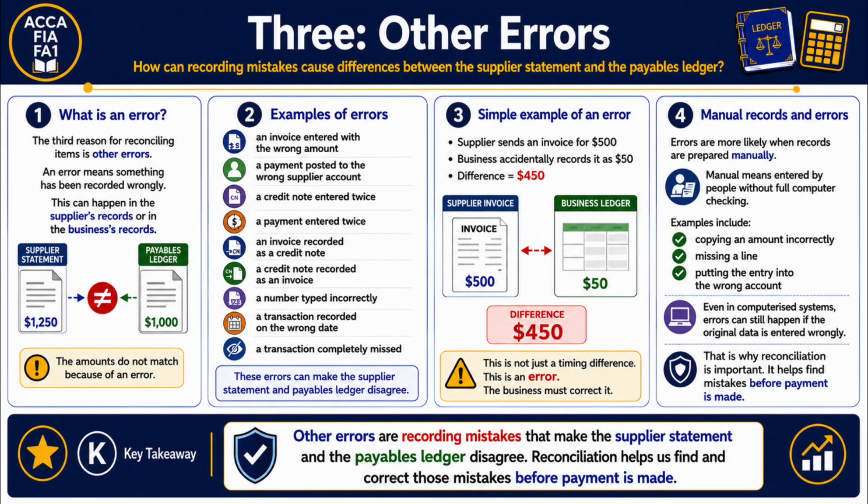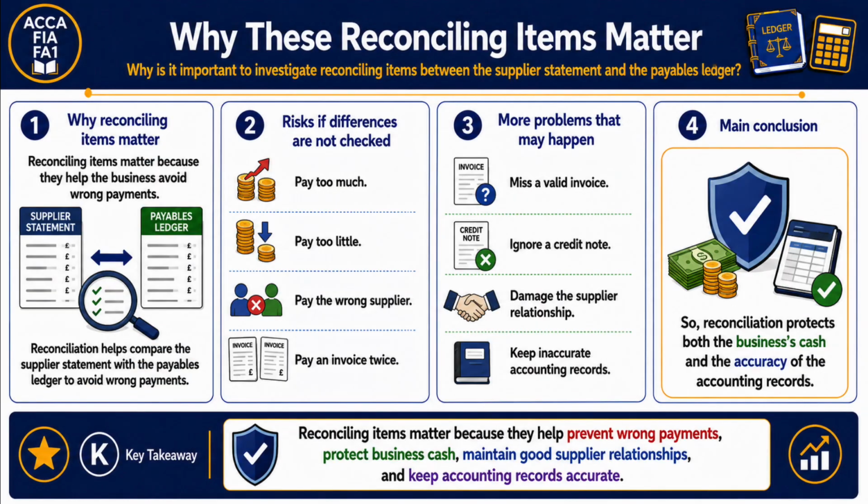Manual records and errors. Errors are more likely when records are prepared manually. Manual means entered by people without full computer checking. For example, an accountant may copy an amount incorrectly, miss a line, or put the entry into the wrong account. Even in computerized systems, errors can still happen if the original data is entered wrongly. That is why reconciliation is important. It helps find mistakes before payment is made.